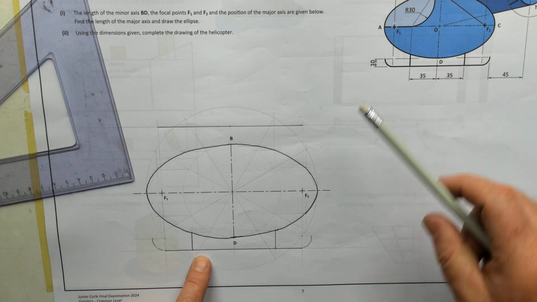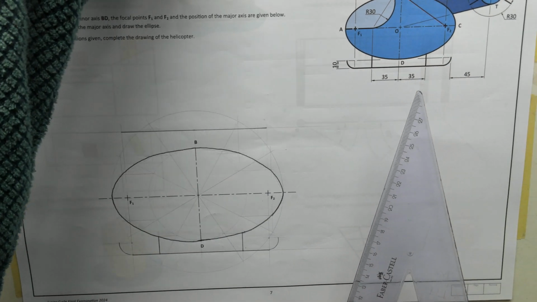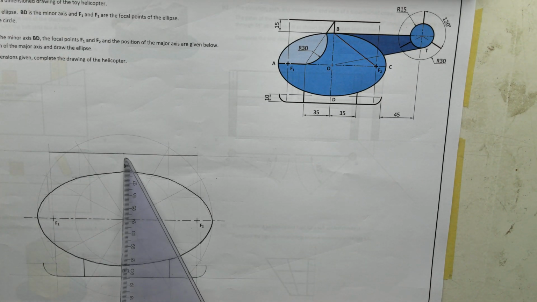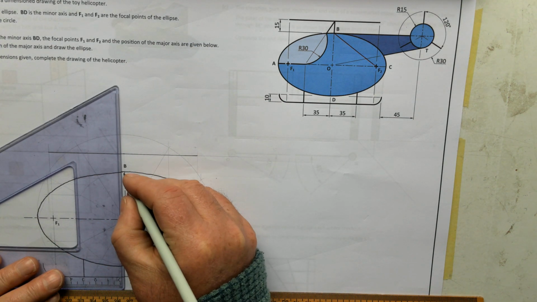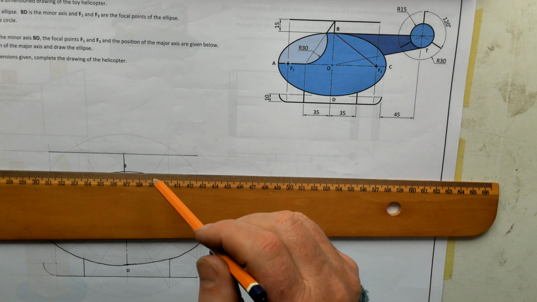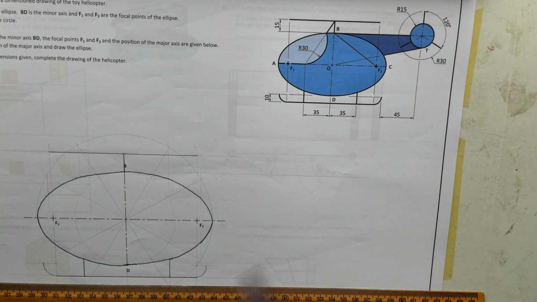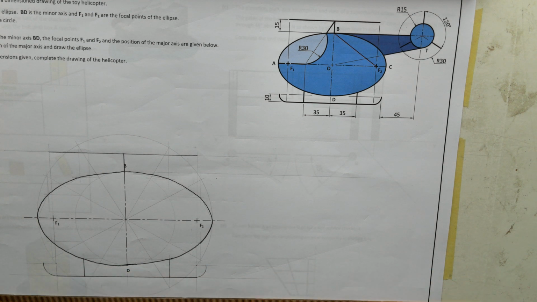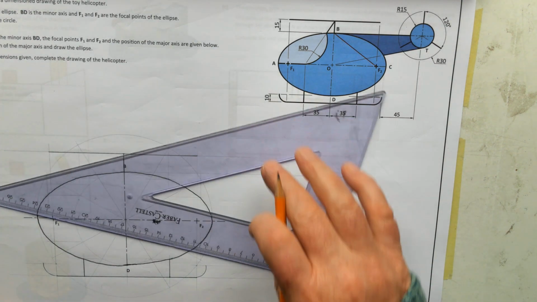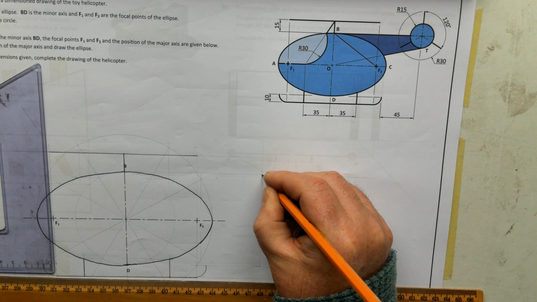So the tail rotor next. So the tail rotor is level, and 45 behind the end of the curve here for the landing ski. So 45 back there, up vertically. And that here is the center for that.